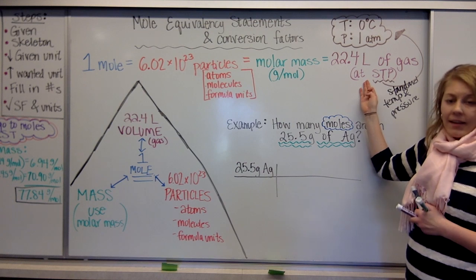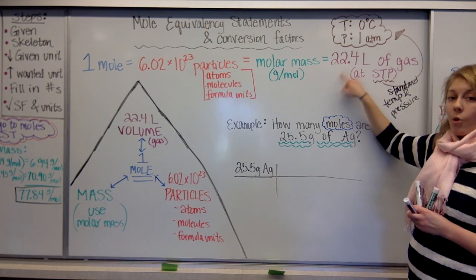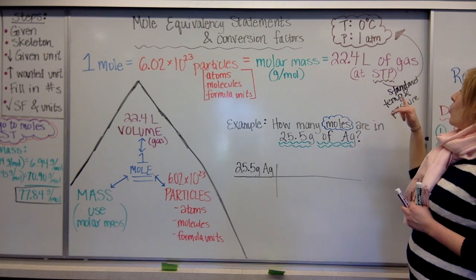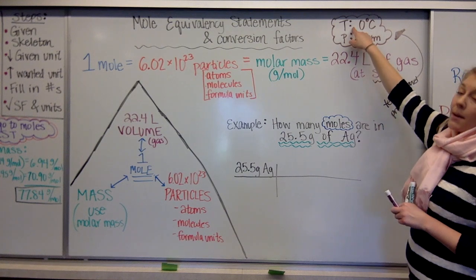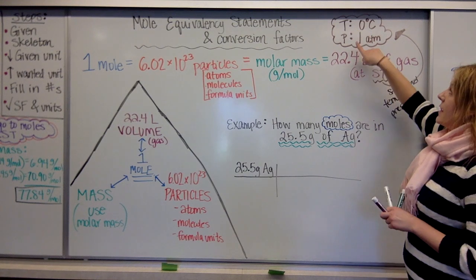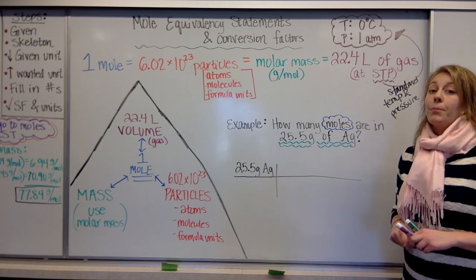If it does not say that the gas is at STP, then the volume is not 22.4 liters. It's only at STP. What our standard temperature and pressure is, just to give you an idea, is a temperature of 0 degrees Celsius and a pressure of 1 atmosphere. We'll see that in a couple units.